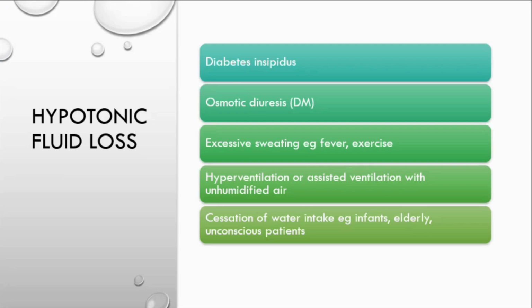So hypotonic fluid loss is such as diabetes insipidus or osmotic diuresis, like in diabetes mellitus, excessive sweating, which can happen in fever or if you're exercising in a very hot climate and you're losing a lot of water, in hyperventilation or assisted ventilation with unhumidified air, and importantly, in the cessation of water intake.